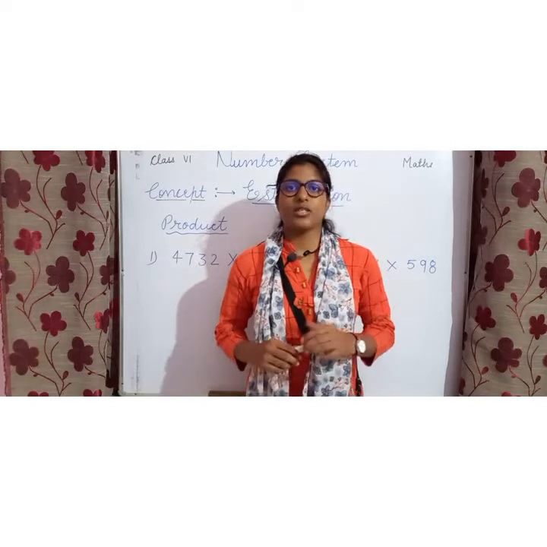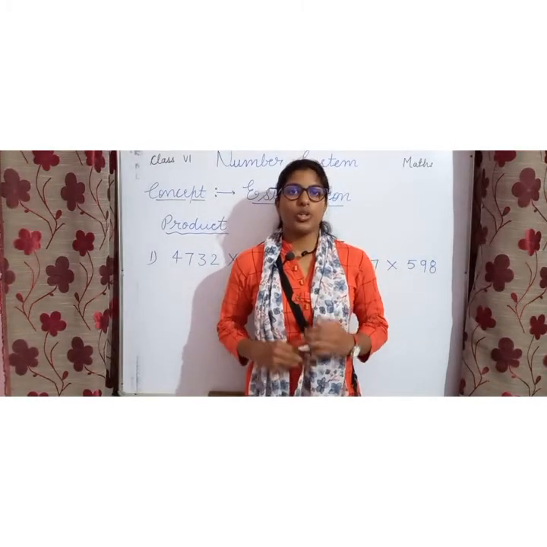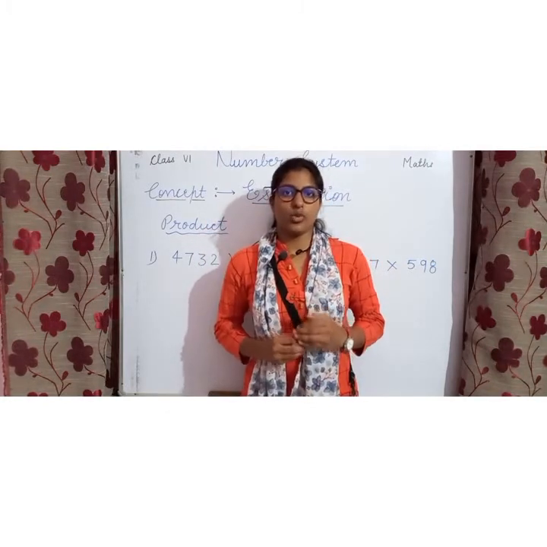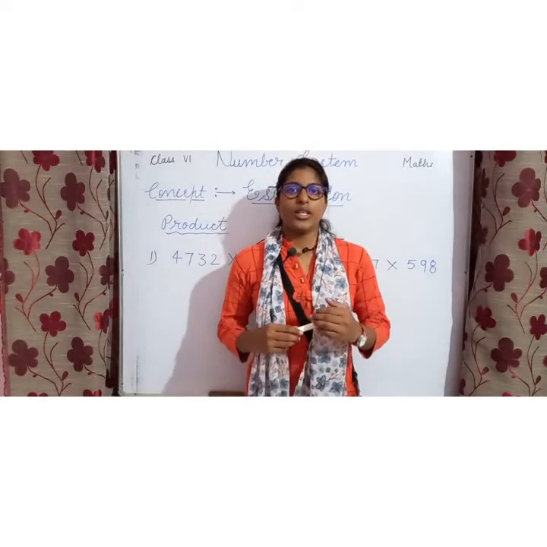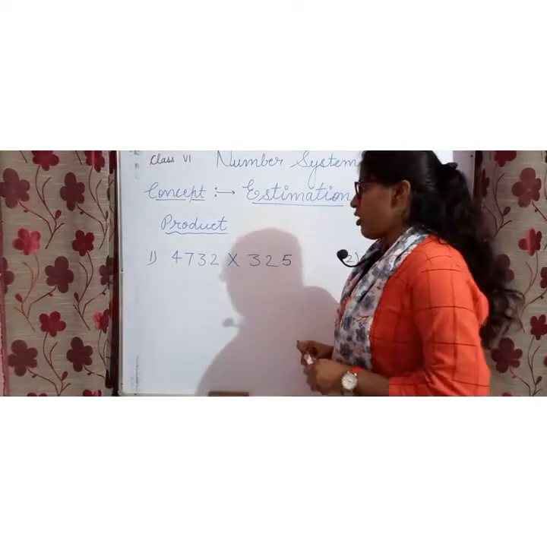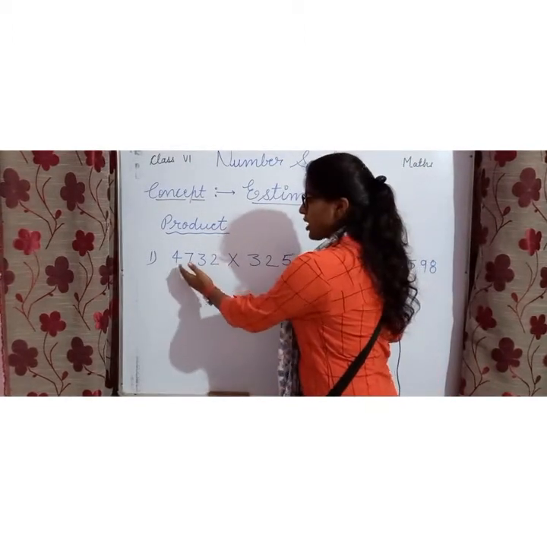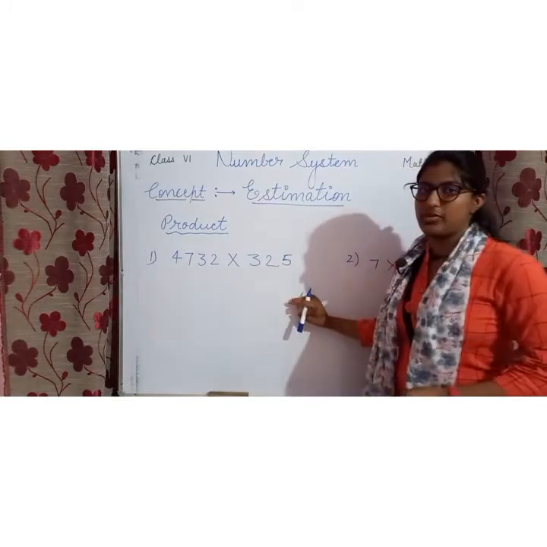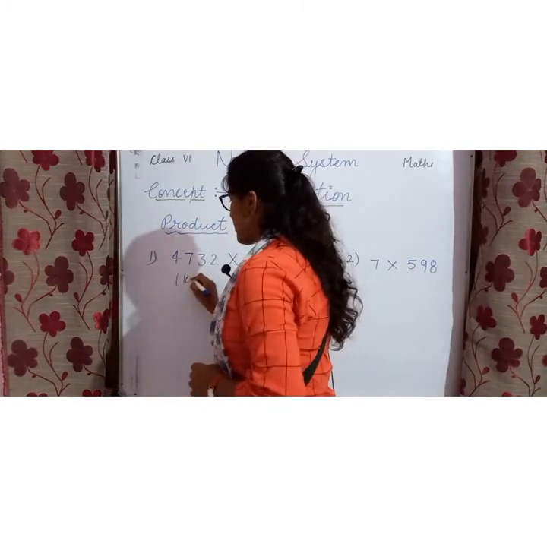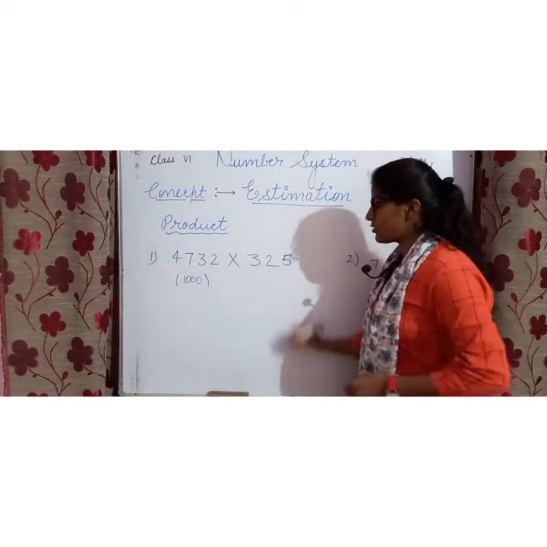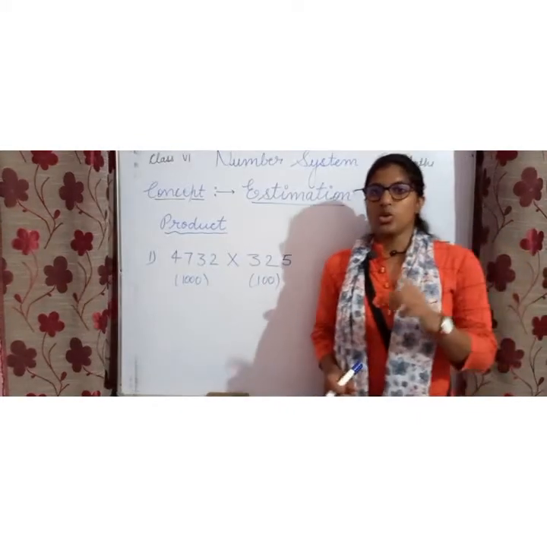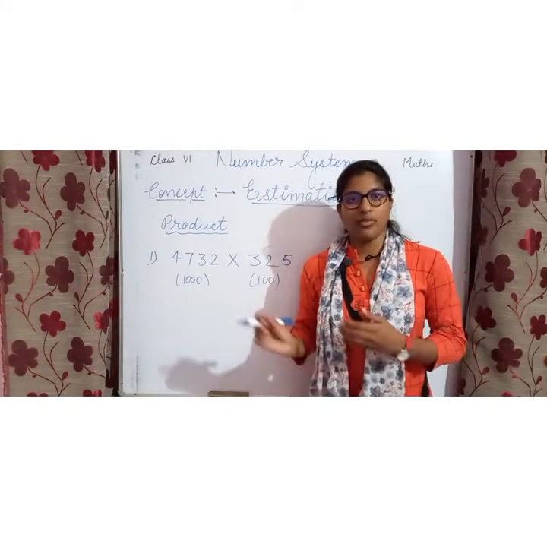Next concept is estimation of product. How can we do the estimation of product of two numbers? Here also we are following some rules. Rule number 1 says find the place values of given numbers. In this example you can see the two numbers are 4732 and 325. What is the place value of this number? Ones, tens, 100 and 1000. So the place value of this number is 1000. What is the place value of this number? The place value of this number is 100.